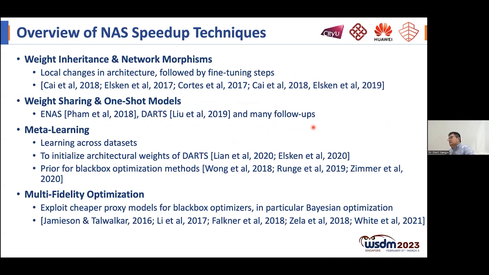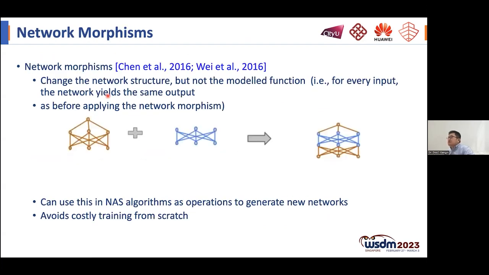So next, we will talk about the speed-up techniques for NAS. There will be four types of techniques here, and today I will introduce the first two due to the limited time. Okay, so the first one is network inheritance, or weight inheritance, or network morphism. Network morphisms are operators that change the network architecture, but not the model function. That means that for every input, after you apply the network morphism, the network yields the same output as before. For example, you have a pre-trained network and you put in a layer, and then your network becomes this one, okay? And we see that this layer is just an identity mapping, right?